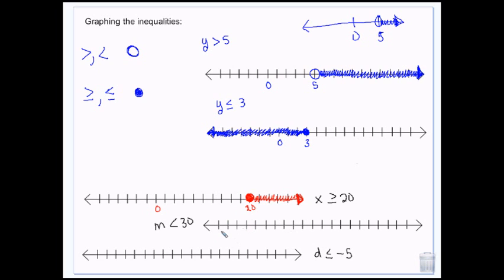M is less than 30. If I call this 0 and I say these are 10s, 10, 20, 30, it doesn't matter. I can do an open circle because it's just strictly less than, and less than is over here. Now, if your letter is in front, the arrow will point which way to shade. But remember what we originally got was 30 is greater than m, and that would not have pointed the right direction. So you can only trust the arrow is pointing the right direction if the variable is in front.